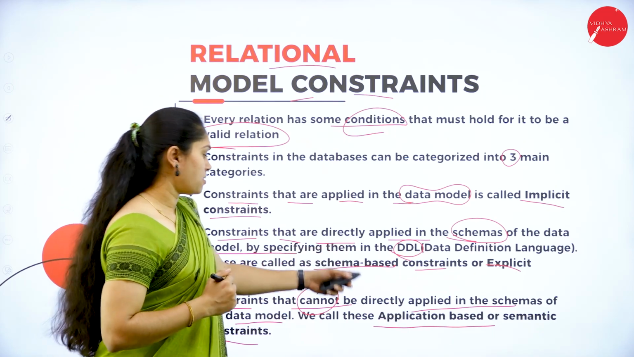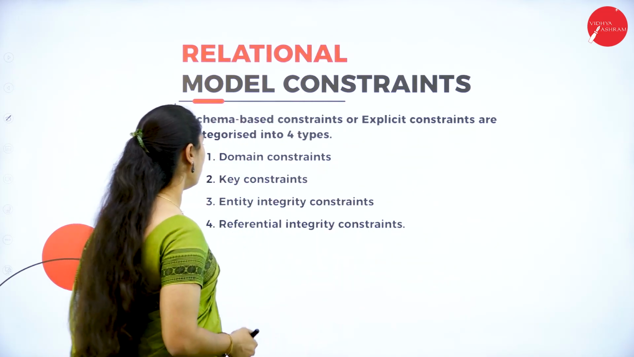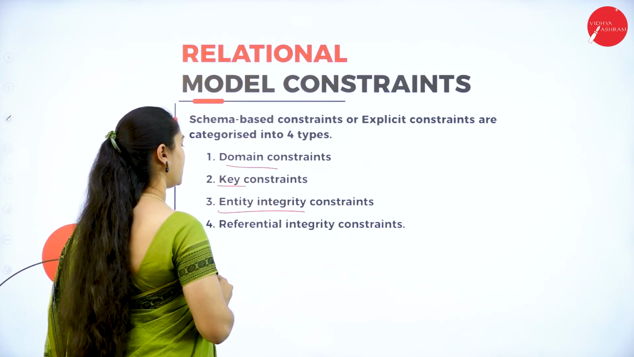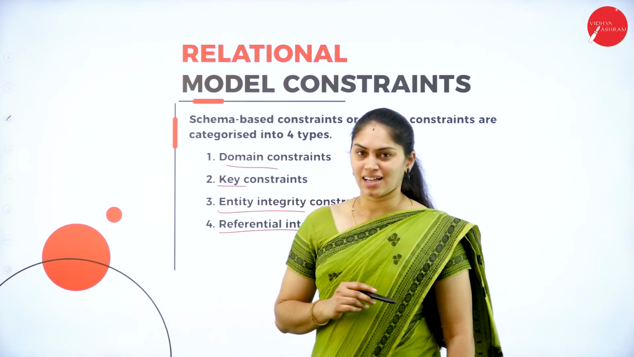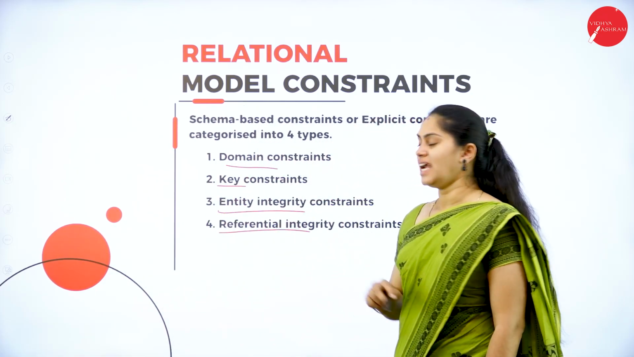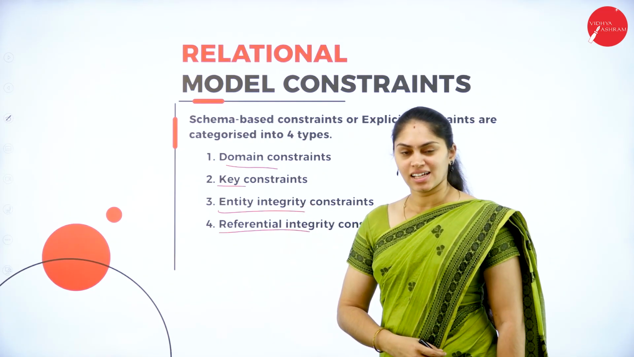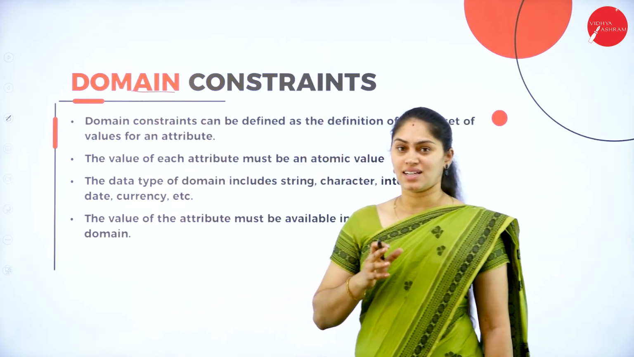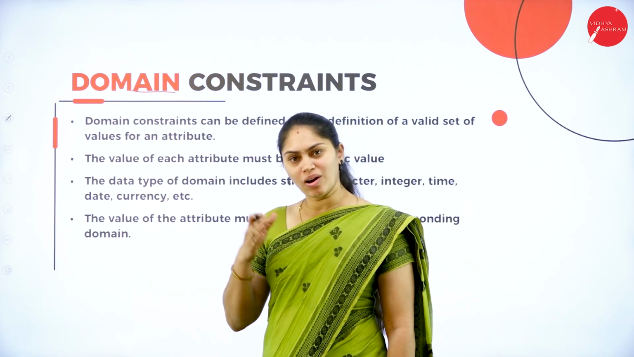Again, this explicit or schema based constraint is divided into four types: domain constraint, key constraint, entity integrity constraint, and at last the referential integrity constraint. Domain, key, entity integrity, and referential integrity constraint. We'll see each type. In that, first what we have? Domain constraint. Already you know the definition of domain. That represents what? Columns, right?